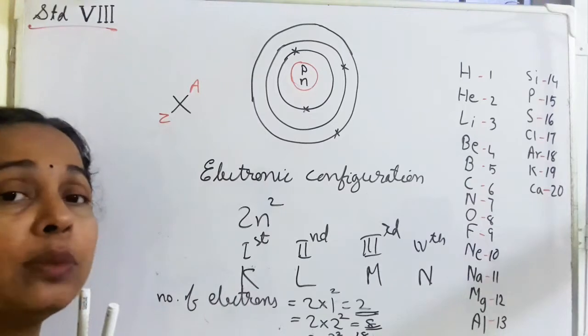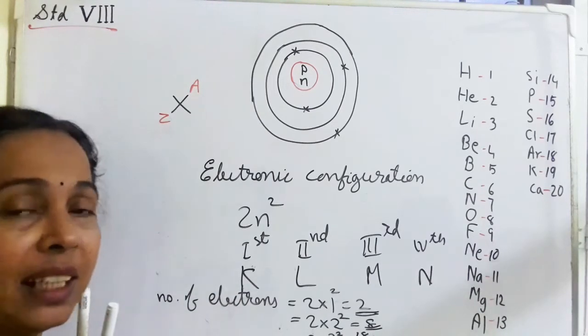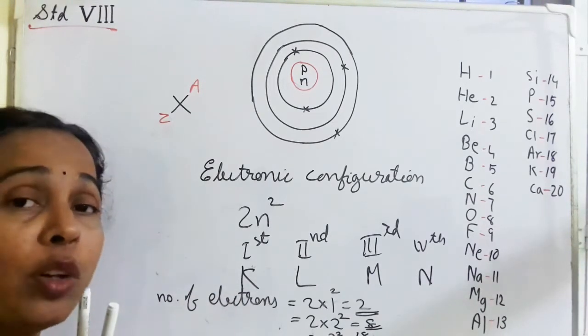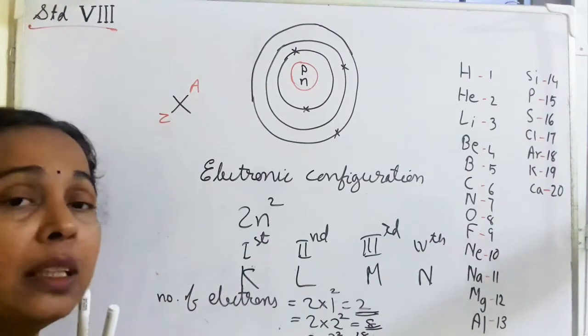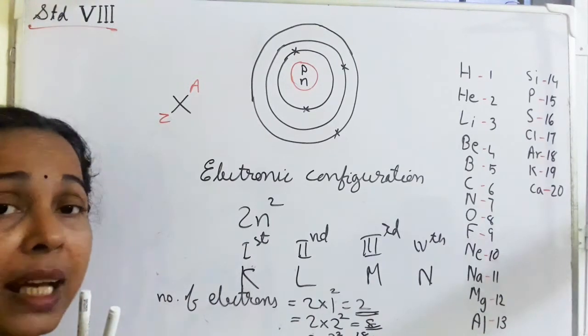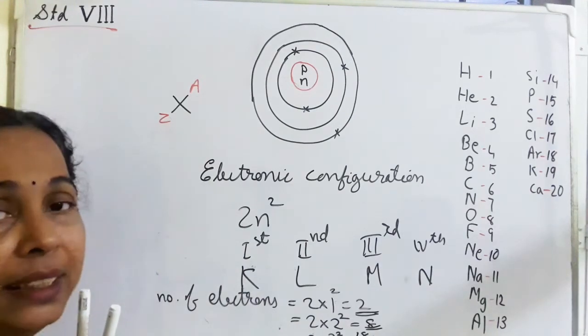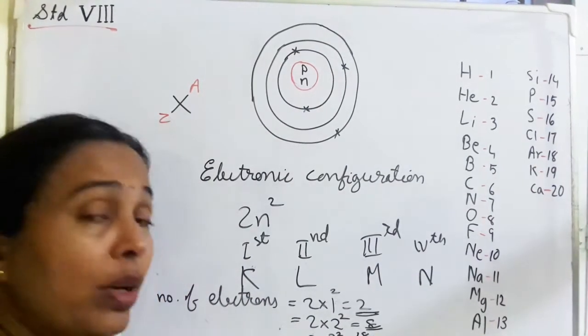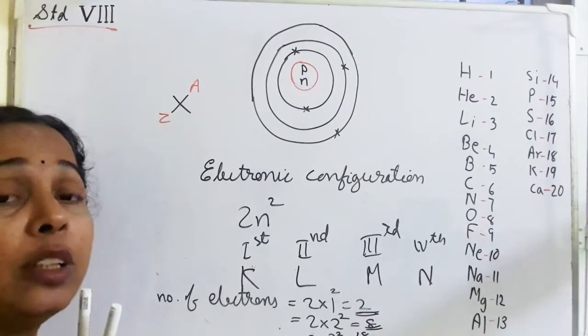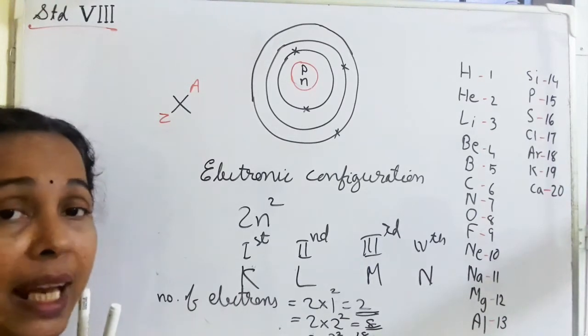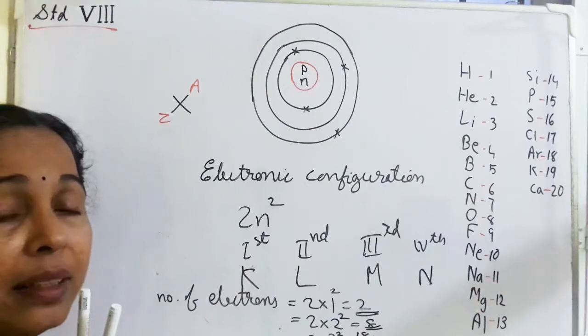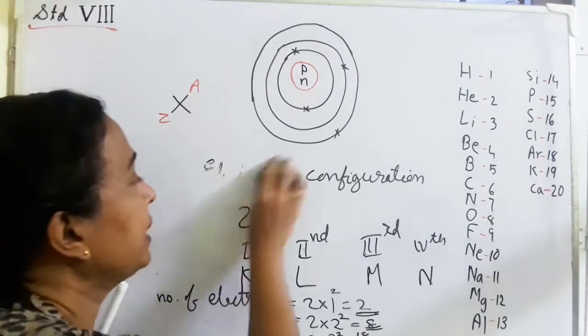Now the third rule, that is more important than the first and second rule. The third rule is known as the octet rule. That states that the maximum number of electrons that can be accommodated in the outermost shell is always 8. It will not be more than 8. So let us see how it is.